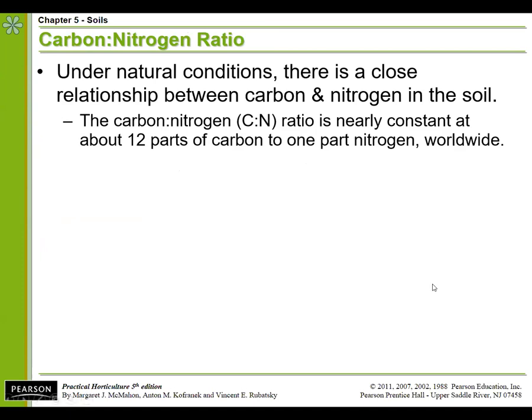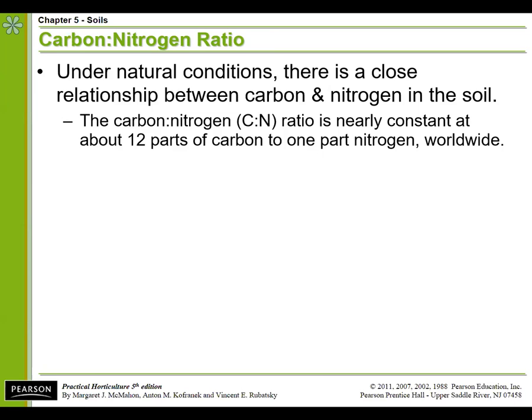All right, the carbon to nitrogen ratio is also a very important part that helps aid in that decomposition and the availability of some nutrients, in particular nitrogen, right? Plants need both carbon and nitrogen, and there is a close relationship between carbon and nitrogen, the C to the N in the soil.